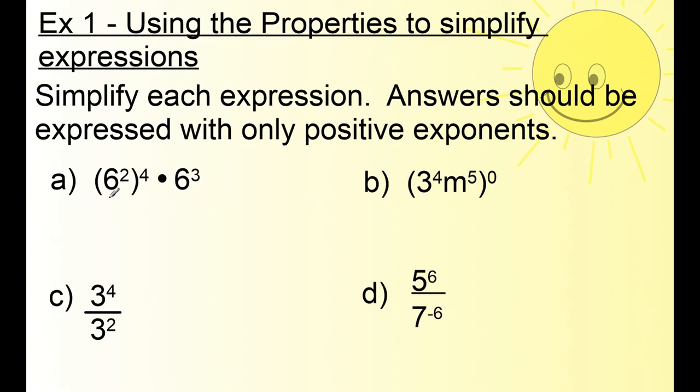Alright, so my first expression here, when I look at this, I see 2 parts. I see this part here is being multiplied to this. But I can't do anything with the second piece yet. It has to be combined with the first. So in order to do that, I have to simplify this first part. This was one of our properties we looked at, the power of a power. And if you have a power being raised to another power, you multiply their exponents together. So this would become 6 to the 8th power. We multiply.